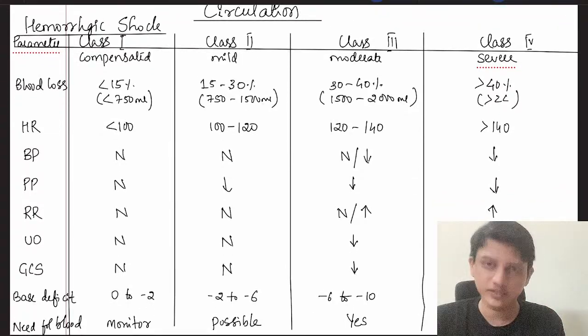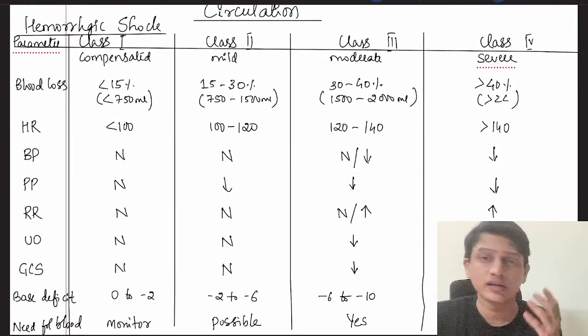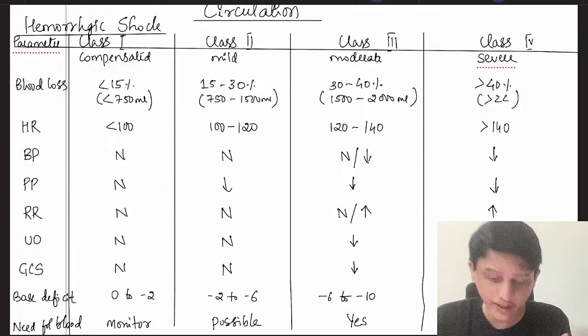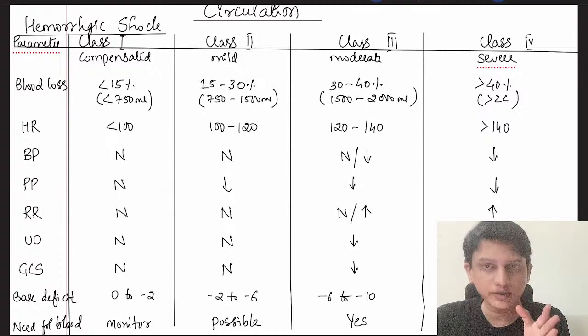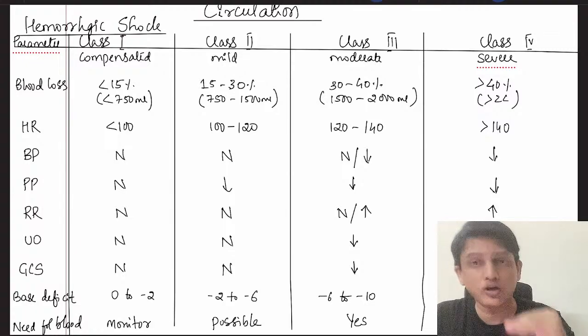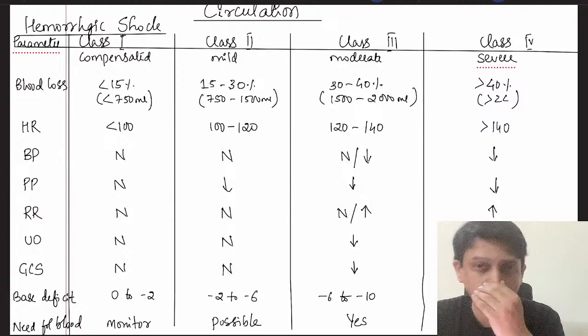What is GCS? We'll see next. Glasgow Coma Scale, the level of consciousness. The body's consciousness is assessed by a scale called the Glasgow Coma Scale. It will be normal till mild shock. In moderate and severe shock, the conscious level goes down. The patient becomes more drowsy, maybe semi-conscious, then unconscious later on.